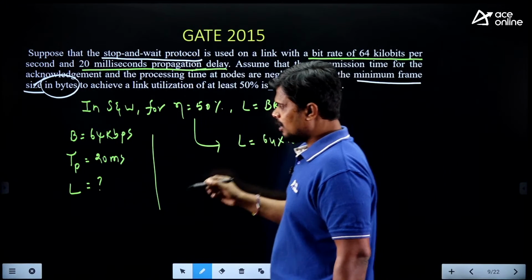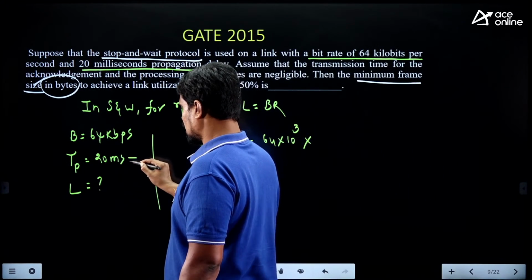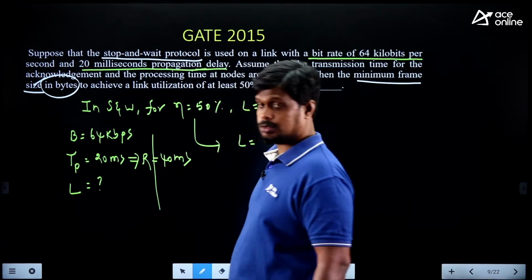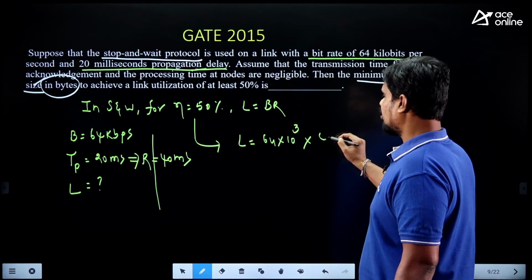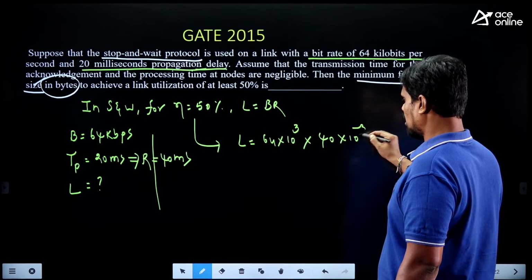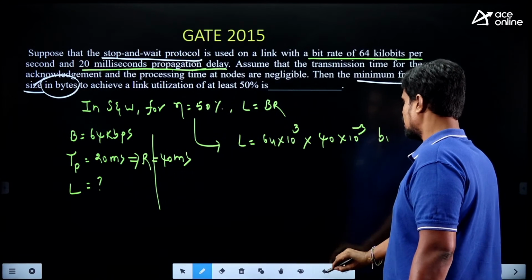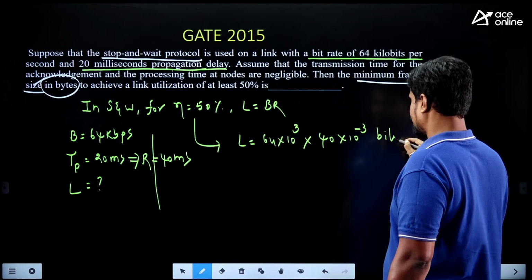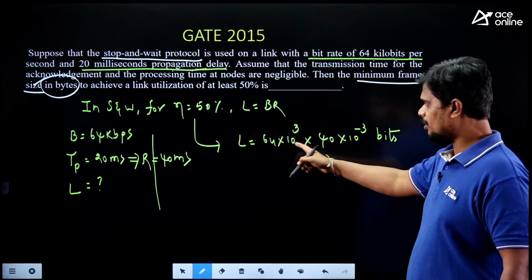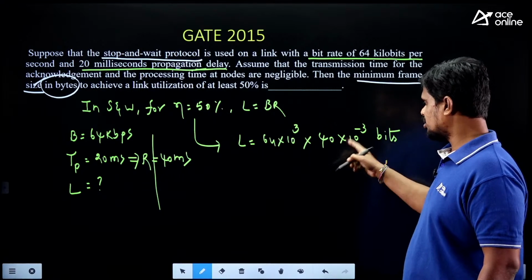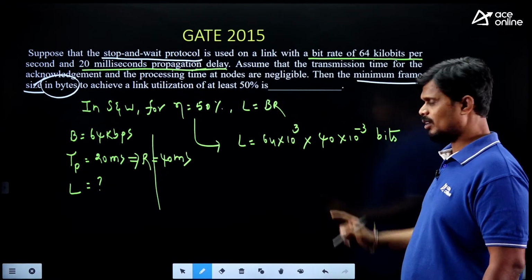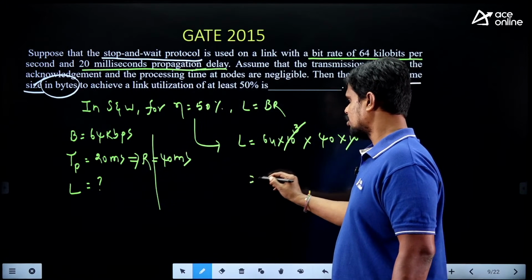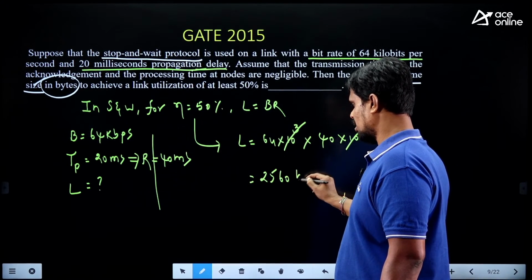You know that RTT, if TP is 20 milliseconds, then your RTT value is going to be how much? 40 milliseconds. You know RTT is equals to 2 into TP. So 40 into 10 power minus 3, and this is in terms of bits. Because this is bandwidth bits per second, and this is in terms of seconds. Seconds gets cancelled, bits can be remaining. So 10 power 3, 10 power minus 3 gets cancelled, 2560 bits you can find.